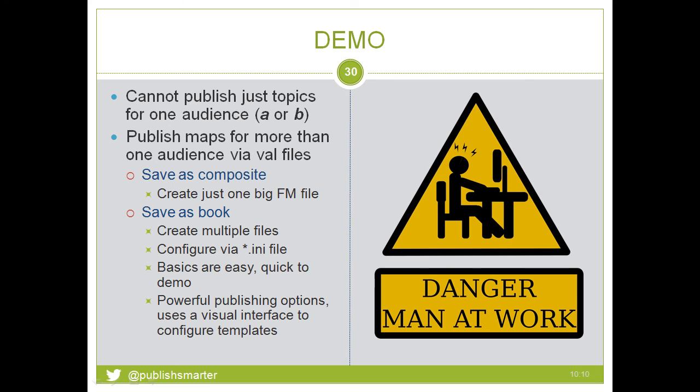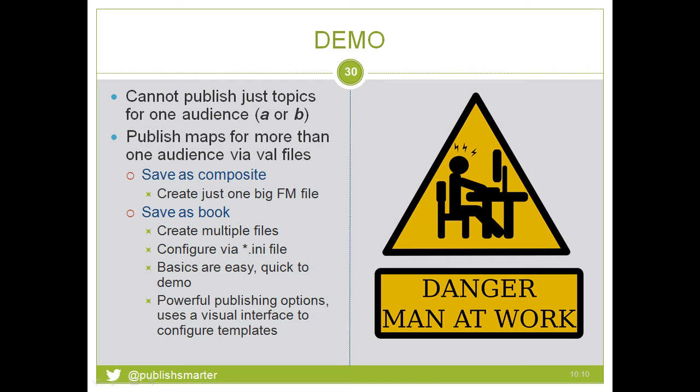When I go in and I take my DITA map and I save it, I'm not going to publish just one topic at a time. I'm not creating content for each audience file by file for Audience A and Audience B. I'm going to publish the map so that I have content for more than one audience, and I'm using those val files. There's two primary options here. One is save as a composite, which creates just one big FrameMaker file, which is what I'll use here. The other is save as book.